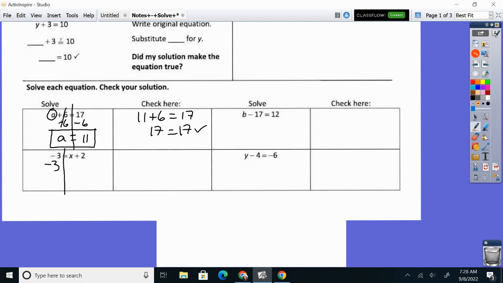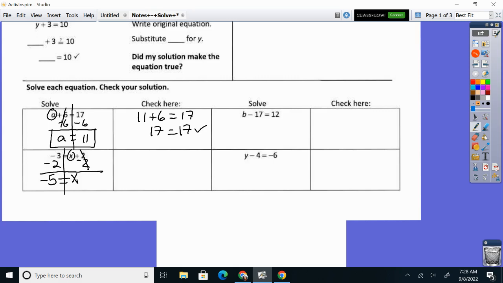Right here I have negative 3. Oh, that's not what I was supposed to do. Okay, so right here I need to get the x by itself, so I need to get rid of plus 2. Notice I tried to move the negative 3 first. I can't move that first. I need to get stuff away from the x. So I'm going to do minus 2, minus 2. So I'm left with x equals negative 5.